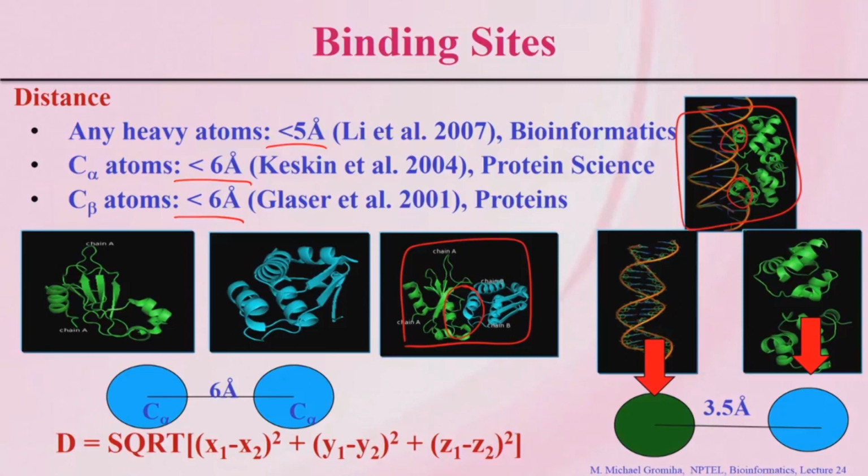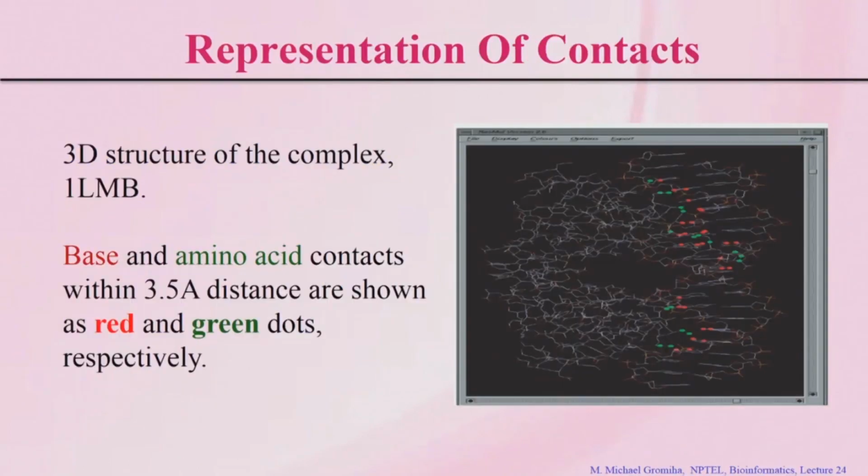Fine, how to do that? This is one example of a protein-DNA complex. You can see the DNA here and the protein here, and you can see the interface residues. You can see the residues marked in green and the contacts marked in red. The green ones are the amino acid contacts from the protein side, and the red ones are the base contacts from the DNA side. You can see the contacts, fine.